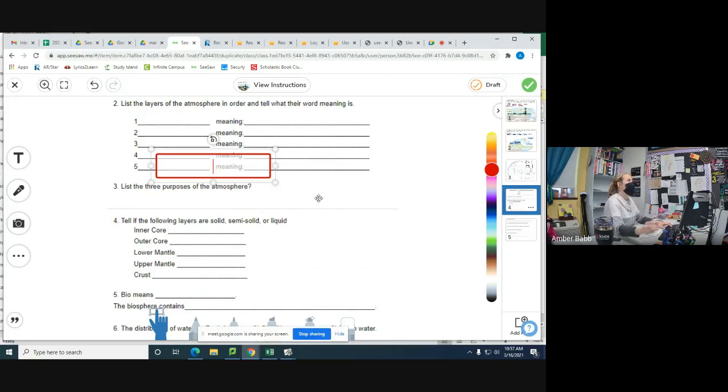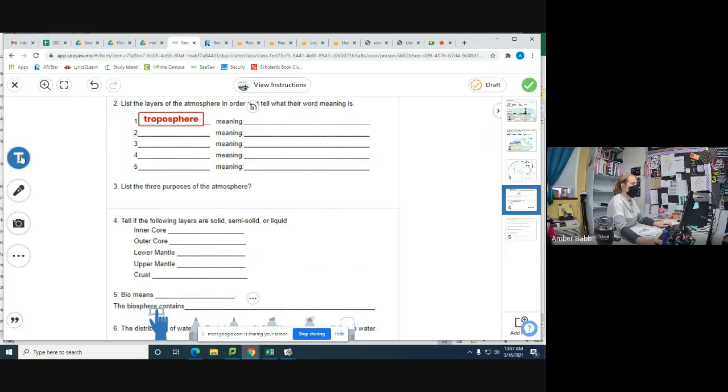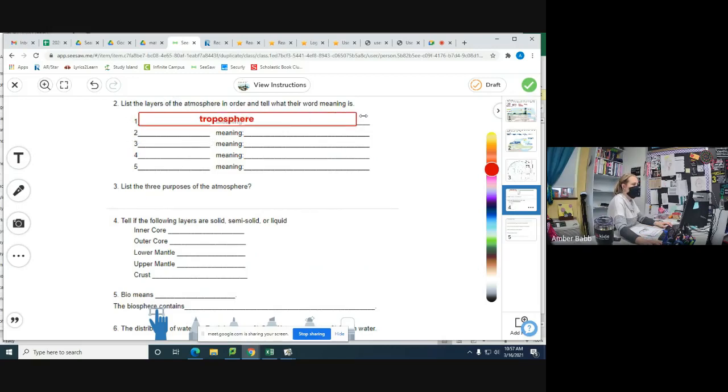All right, so you do need to know the layers of the atmosphere in order. We talked about this a lot, and for right now today, the poster's still over here. So what is the first layer called, closest to us? Troposphere. And what does troposphere mean? Does anybody remember? The weather. Troposphere means weather. I'm just going to do it like that. Okay?